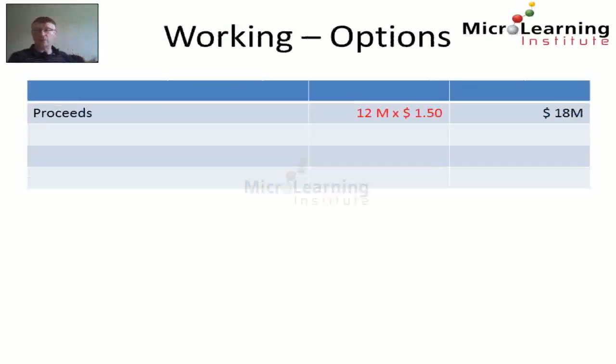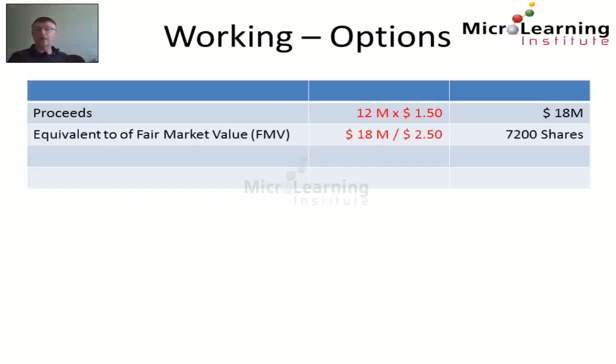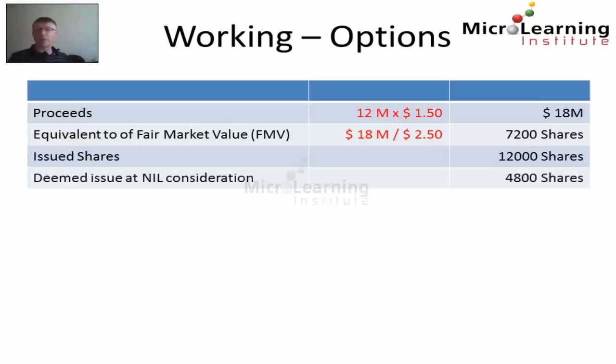So if we do issue these 12 million options, management will pay $1.50 each, so the proceeds of this options issue will be $18 million. Now that's equivalent to an issue, because again, given that fair market value is $2.50, that's equivalent to issuing 7,200 shares at full market value. Now in total, of course, we've issued 12,000 shares, so if 7,200 of them are deemed to be issued at full market value, then we can say that the balance, i.e. the 4,800 shares, are deemed to be issued free of charge.